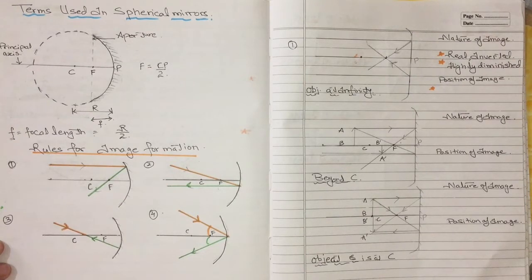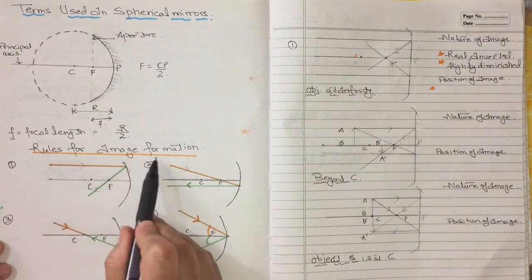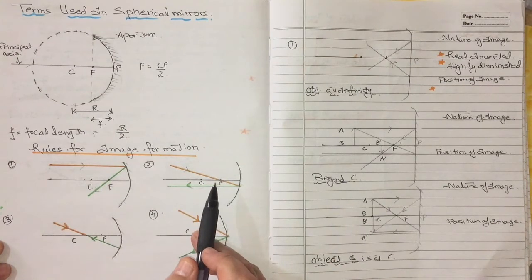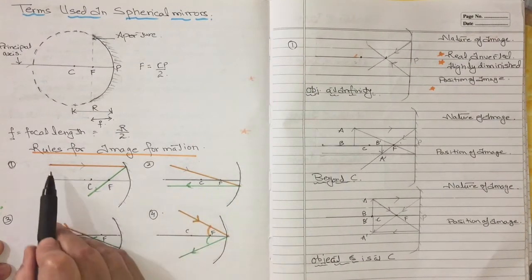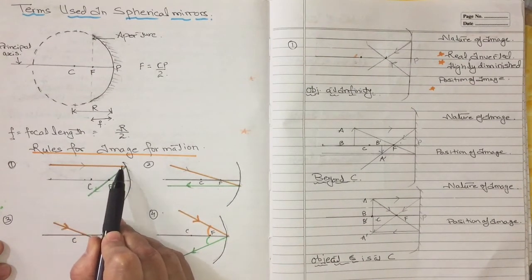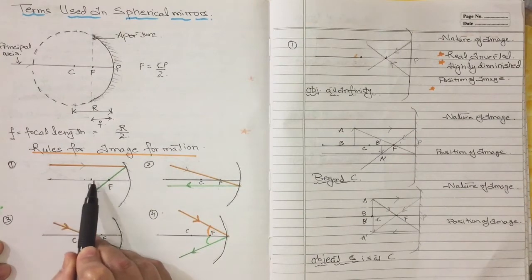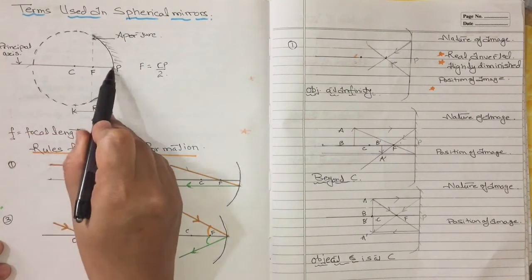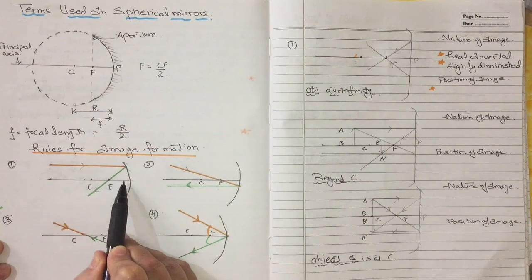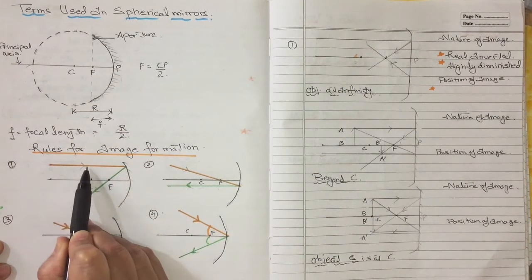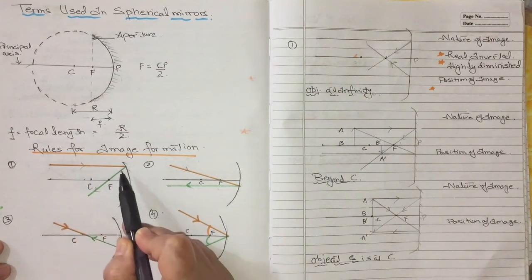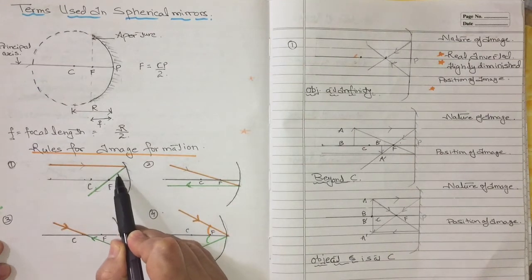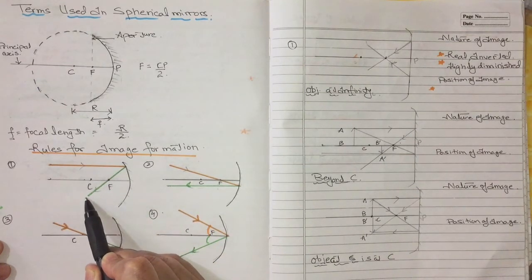So two rays are very important to take. I can't form an image just by one ray. Clear? Now let's have a look at the first rule. The first rule says that if a ray is parallel to the principal axis, here the principal axis, right? If a ray is parallel to the principal axis, after reflecting it will go through the focus.